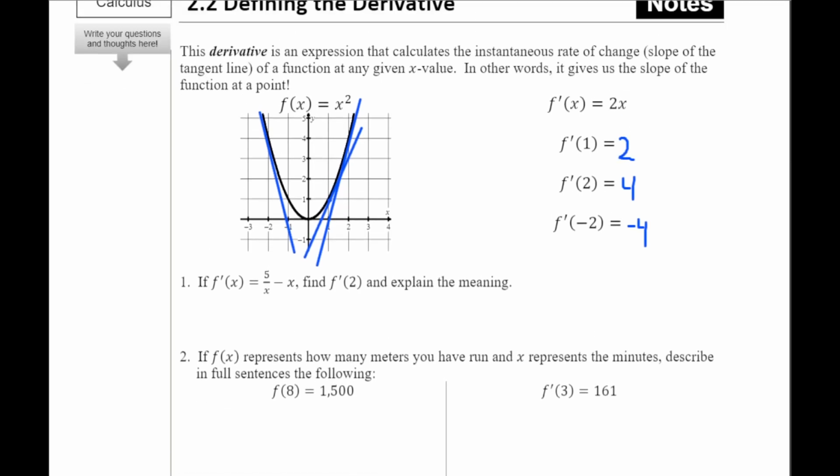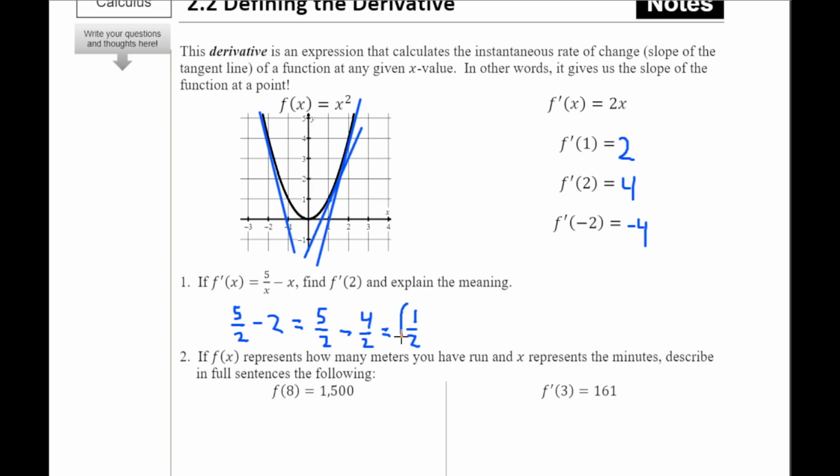1. Let's say f prime of x is equal to 5 over x minus x. Find f prime of 2 and explain the meaning. So f prime of 2, again, this is the derivative. We can just plug in right here: 5 over 2 minus 2, which is just equal to 1/2. For those that forgot, you have to combine like terms. 5 over 2 minus 2 can be rewritten as 4 over 2. So 5 over 2 minus 4 over 2 is 1/2.